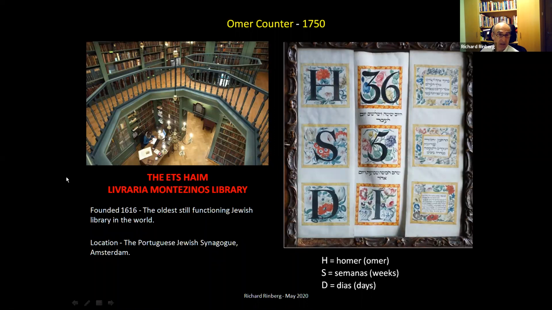If you ever get a chance to visit it and you love Jewish books, it's absolutely wonderful. It's by the esnoga, the synagogue. And here's an Omer counter.